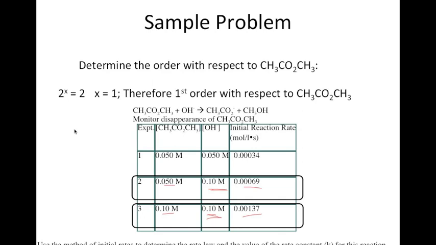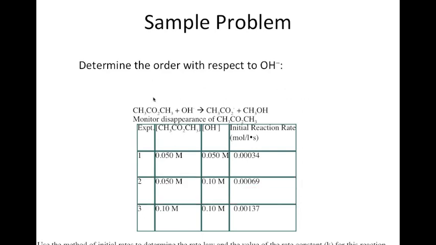So we can set up a little formula here. If we have a 2 here because we're doubling the concentration of CH3CO2CH3, this is the order. And when we double that concentration, we saw that the rate doubles. So we put a 2 here. So X must be 1, first order with respect to CH3CO2CH3. So we know the order of our first reactant.